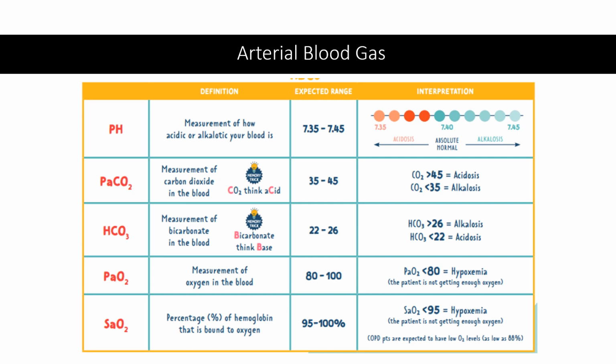Then we have our SaO2, and this is the percentage of hemoglobin that is bound to oxygen, and this should be our 95 to 100%. This is when we're looking at our saturations as well. So again, with our COPD patient, we're expecting that to be low, and 88% is kind of the lowest we prefer it. We don't really want it going any lower than that. So that's kind of where I want you to keep your focus with the ABGs for now, and then when we get into fluid and electrolytes, we're going to dive way deeper.